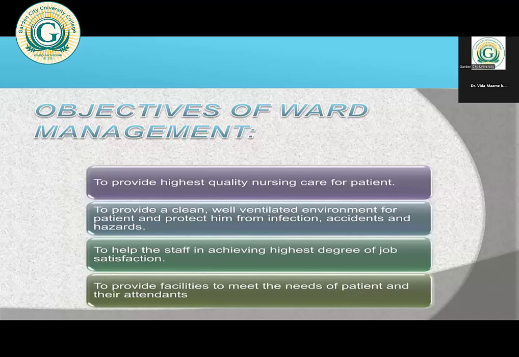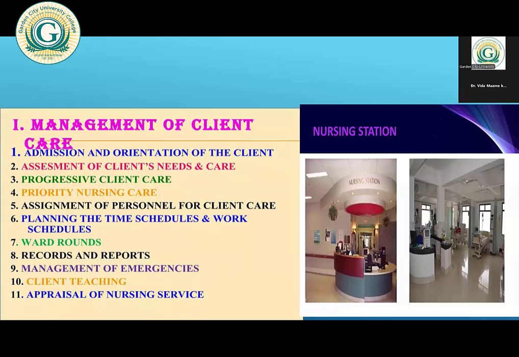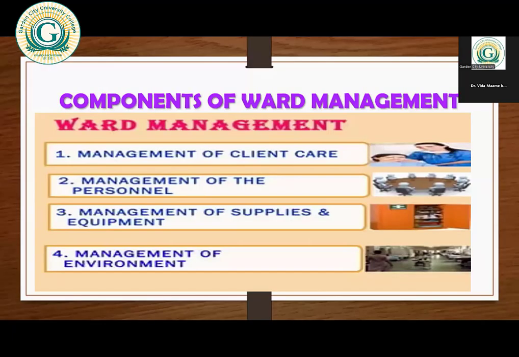And these are the components of ward management. We have management of client care, management of the personnel, management of supplies and equipment, and management of the environment. So these are the components of ward management. One component is management of client care, and we have four components in all: management of the personnel, management of supplies, and management of the environment. So how do we manage client care?